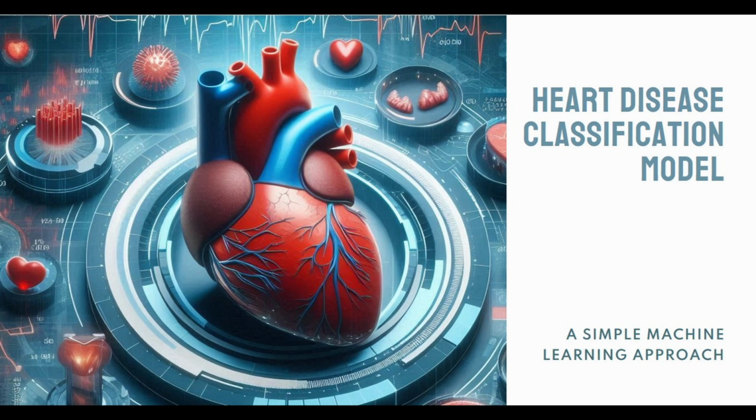What does the AUC value tell you? An AUC of 1 is a perfect classifier. An AUC of 0.5 is basically random guessing. So the closer to 1, the better the model is at distinguishing between the positive cases, heart disease, and the negative cases, no heart disease.